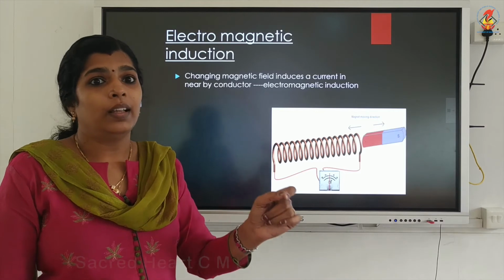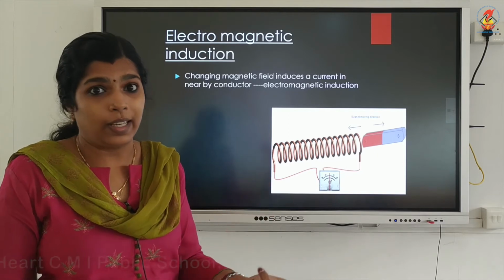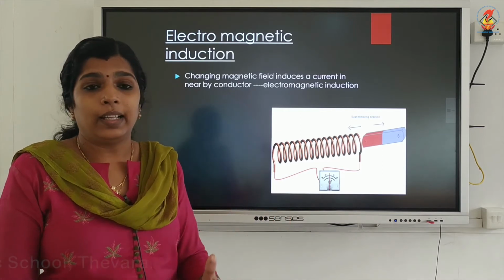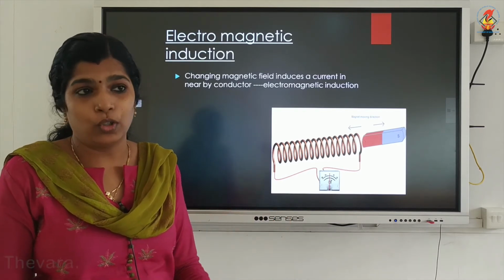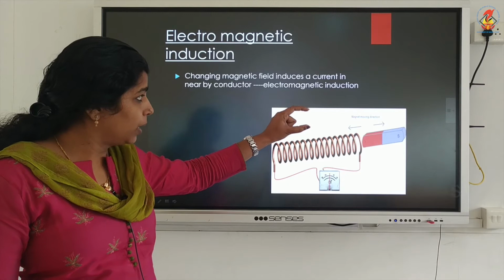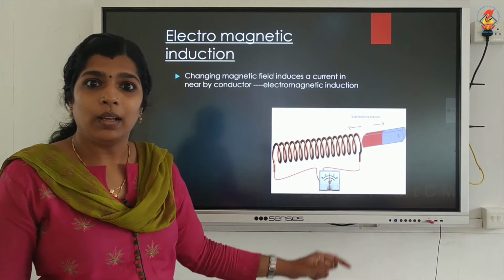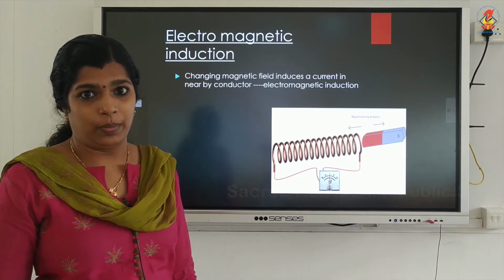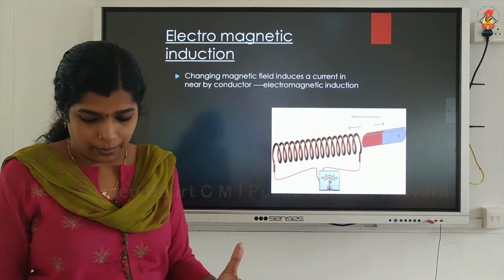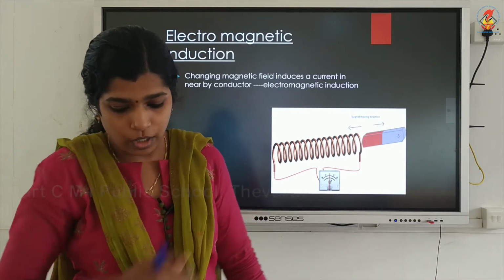That is indicated by the movement of the pointer of that galvanometer. So, when a current is induced in that coil, the galvanometer will show a deflection. When the north pole of that magnet is moved into the coil, the galvanometer will show a momentary deflection, which means a current is induced in that coil.